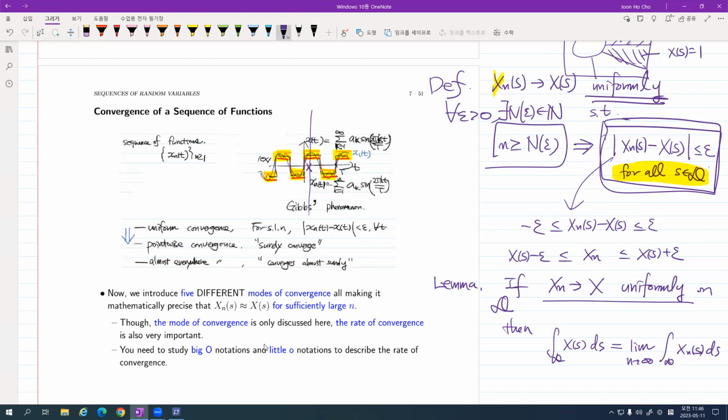That's different from the uniform convergence. In the uniform convergence, you choose a single epsilon and put the bound for all s. But here, everywhere convergence means that you just check at each s in the domain whether the sequence converges or not. You may say that here they look the same, but it's different.